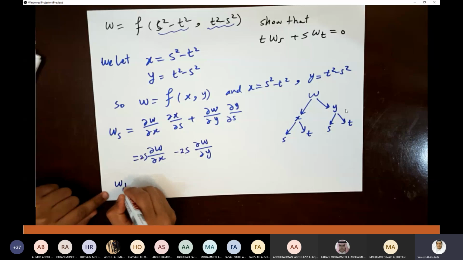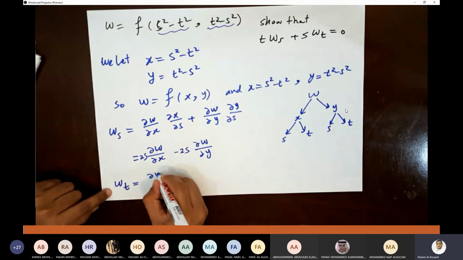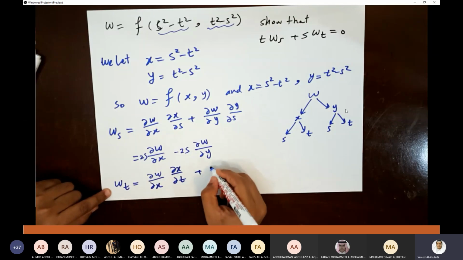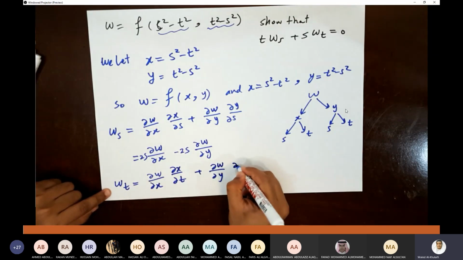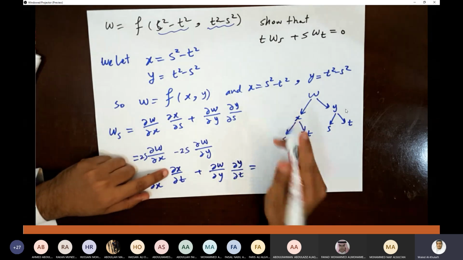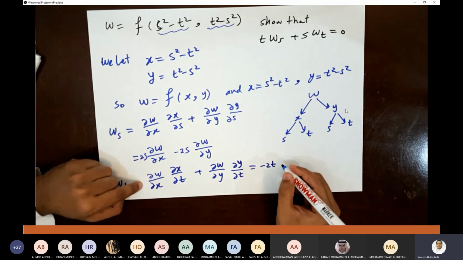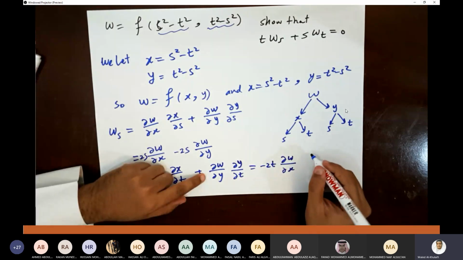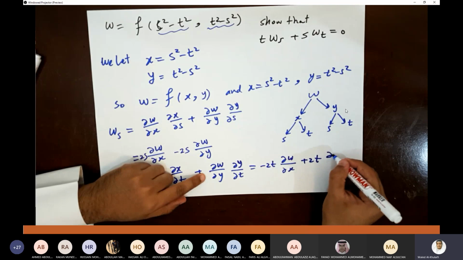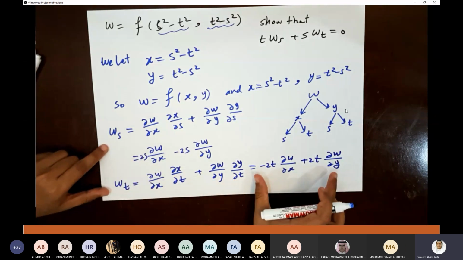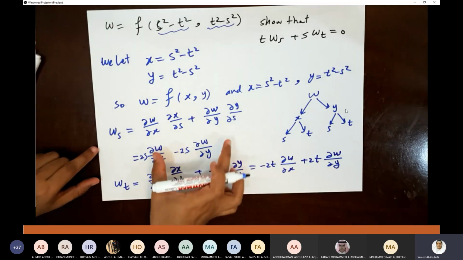Now wt, guys, it is equal to partial w. Now we have one branch, and you have another branch here. Partial x by partial t, plus partial w by partial y by partial t, which is equal to partial x by partial t, so we have minus 2t, and then this guy, I don't know who it is, so I will write it like this. And then here you have plus 2t partial w by partial y. So I have this guy and I have this guy here.